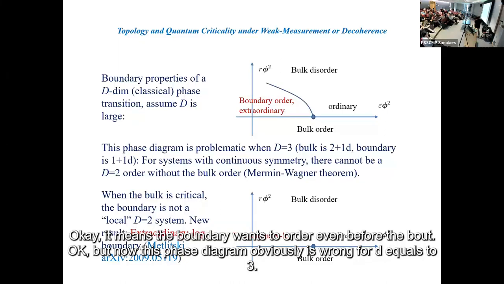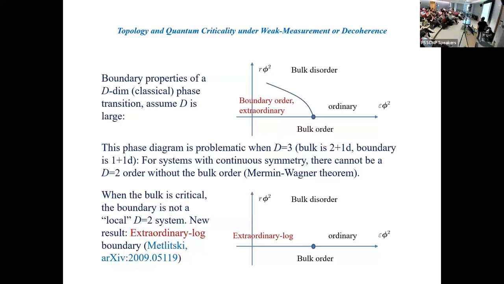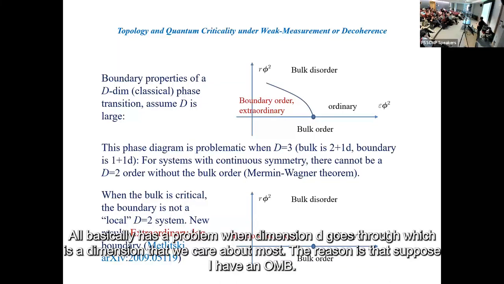So in general, when dimension d is very high, indeed there can be a situation where the boundary is ordered even before the bulk is ordered. So there could be a phase here with the boundary ordered but the bulk in disorder. This line here is called an extraordinary boundary condition, and this is called the ordinary boundary condition. But now this phase diagram obviously is wrong for d equals 3. It obviously has a problem when dimension d equals 3, which is the dimension that we care about most.